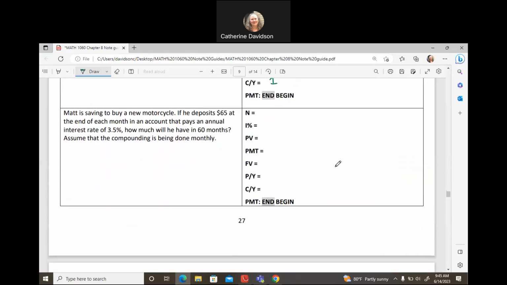Matt is saving to buy a new motorcycle. If he deposits $65 at the end of each month in an account that pays an annual interest rate of 3.5%, how much will he have in 60 months? Assuming compounding is done monthly. All right, so 60 months. Divide that by 12, and that's going to give you 5 years.